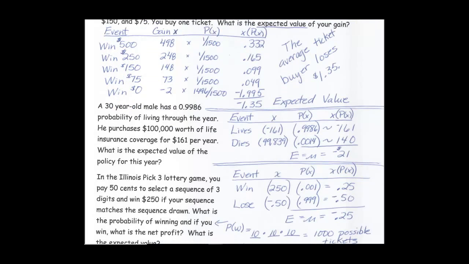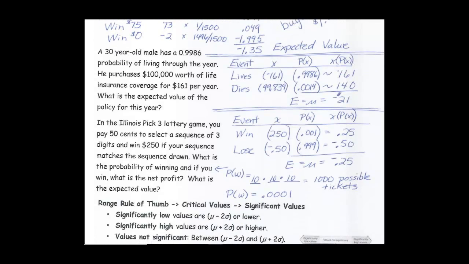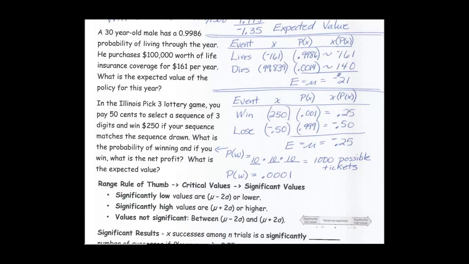Okay, our next one, I can slide it all the way up here, we're going to be looking at a life insurance scenario. A 30-year-old male has a 9,986 in 10,000 chance, I prefer to look at it as a probability, or as a percentage, a 99.86% probability of living throughout the year. So very little chance of dying. Okay, he purchases $100,000 worth of life insurance coverage for $161 per year. What is the expected value of such a policy for a year?